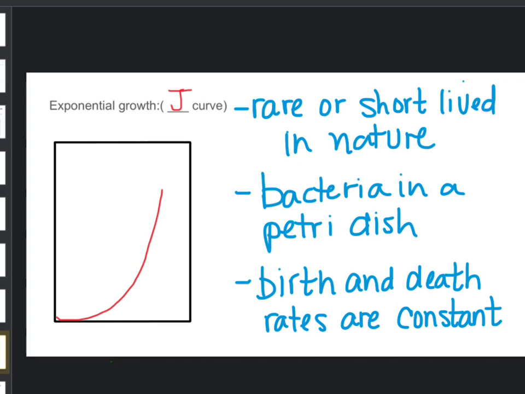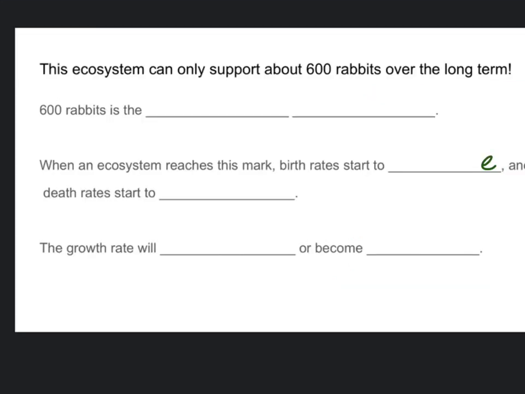Okay, but there might just be a problem here. So when we talk about our little rabbit population, it turns out that the ecosystem that they live in can only support about 600 rabbits in the long term. Do you remember the term that is the number of individuals that an ecosystem can support in the long term? 600 rabbits is the carrying capacity of this ecosystem.